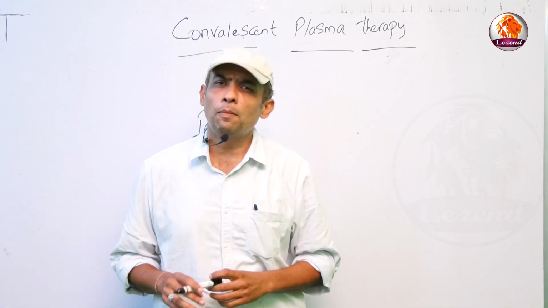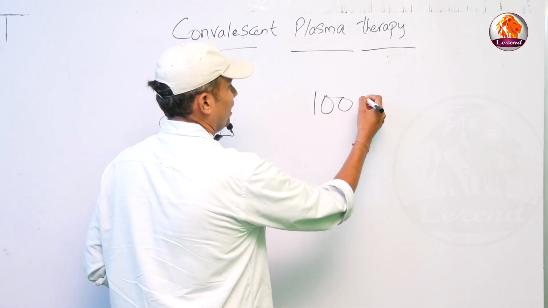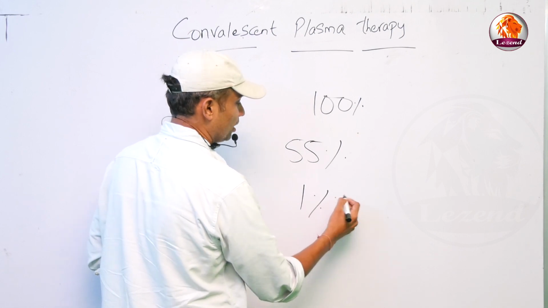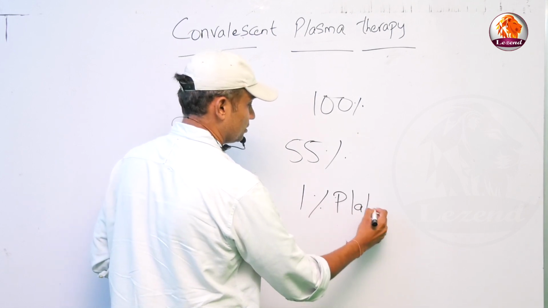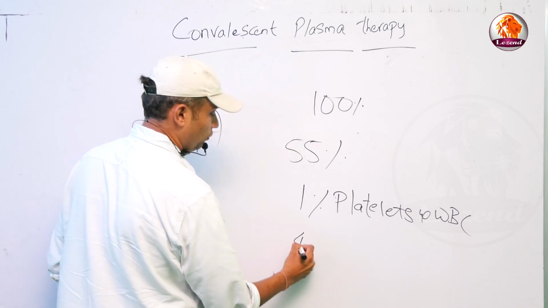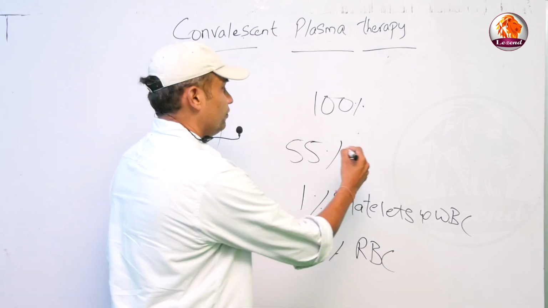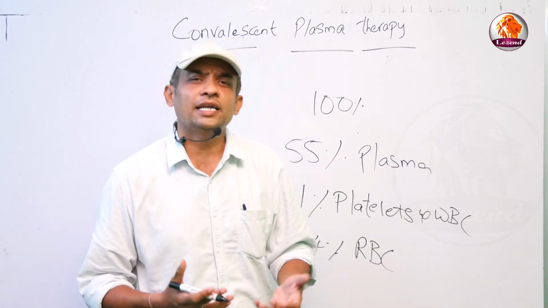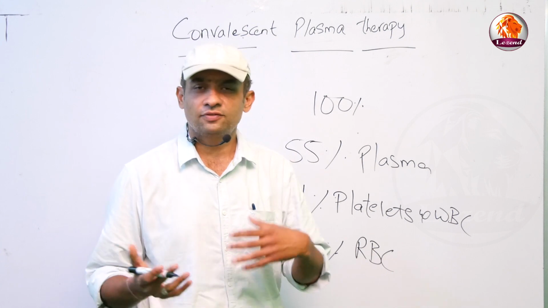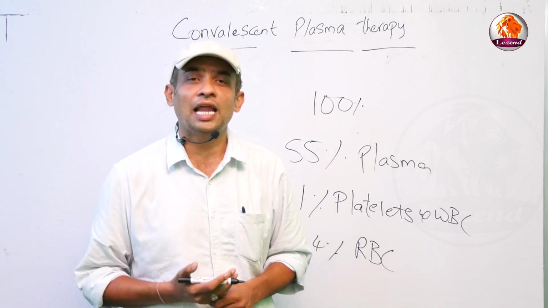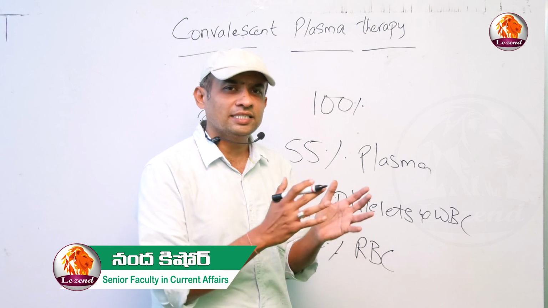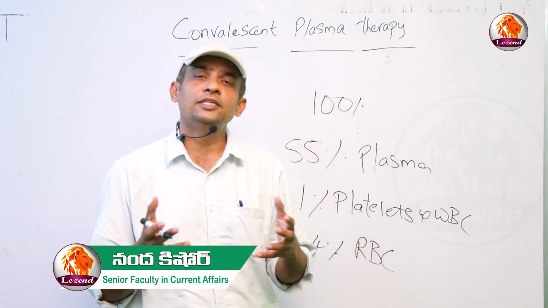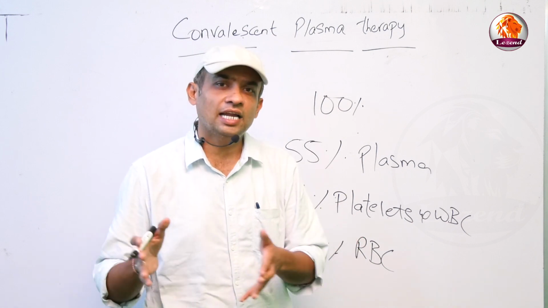Convalescence. Plasma: you know blood, the total composition of blood is 100%. 55% is plasma, 1% is platelets and WBCs, and 44% accounts for RBCs. In short, plasma is a liquid whose majority portion is water. It's filled with enzymes, proteins and antibodies. So plasma is taken from a person who has recovered from the infection, and it is induced into the person who is ill with that infection.